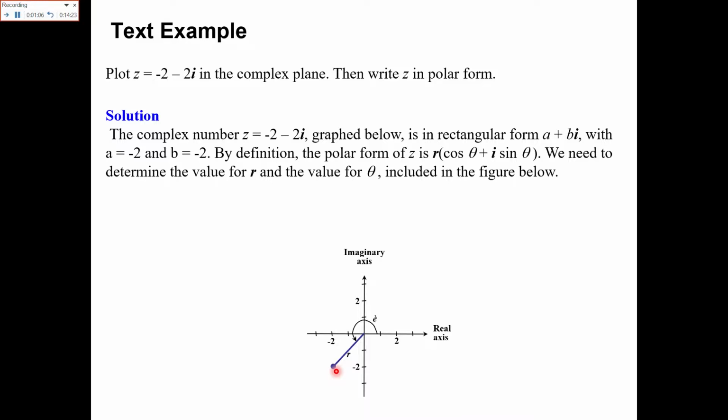Now you have to write its polar form. The polar form by definition is equal to r cos theta plus iota sin theta. So to write the polar form you need r and you need theta. From this graph you will have your theta, and r is basically determined from the modulus.